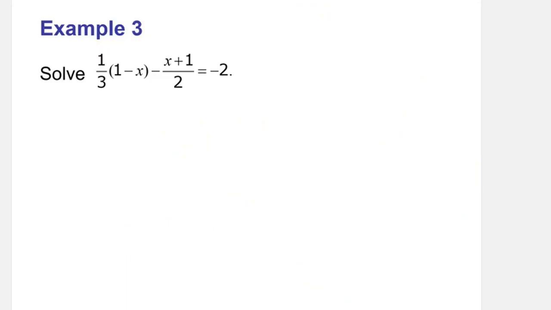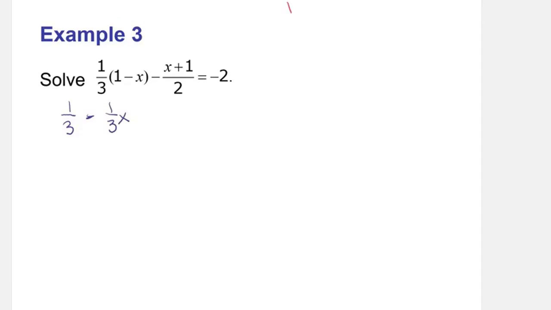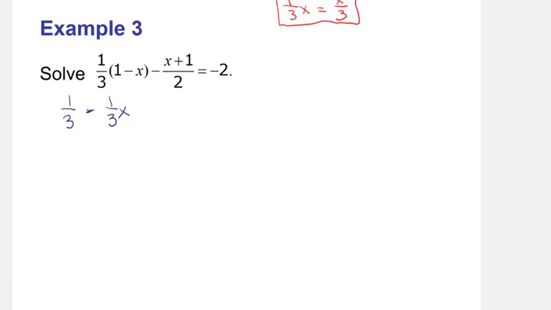First thing I'm going to do is I'm going to distribute. I have 1/3 times 1 is 1/3 minus 1/3 times x is 1/3 x. And you can write that as 1/3 x or x over 3. 1/3 x is the same as x over 3. Whichever way you want to write it is fine. Minus x plus 1 over 2 equals -2.